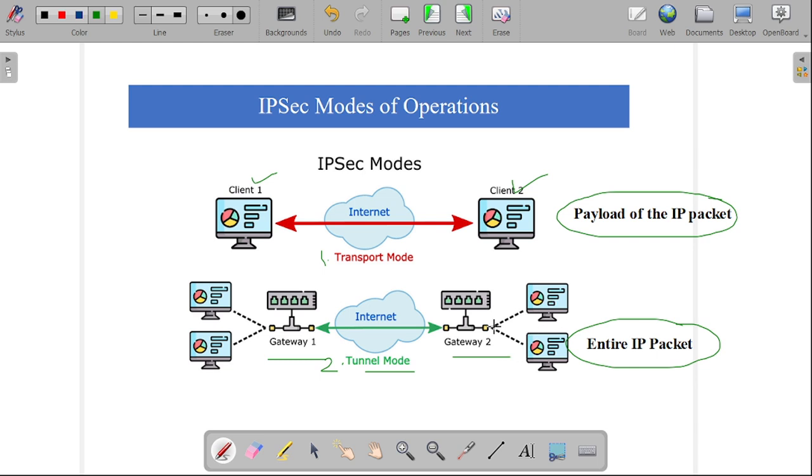So that is the difference between the transport mode and the tunnel mode. In case of transport mode, the payload of the original IP packet will be encrypted. But in case of tunnel mode, the entire IP packet will be encrypted.